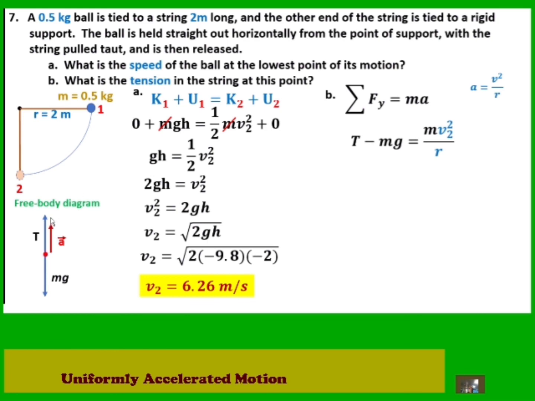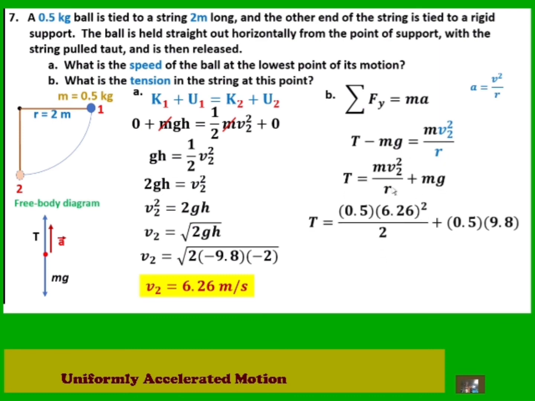So T minus mg equals, the acceleration is positive, m v sub 2 squared over r. Then solve for T and substitute the value of the mass, the speed at point 2, 6.26, and acceleration due to gravity 9.8. Simplify and combine. So the tension in the string at point 2 is equal to 14.7 newtons.